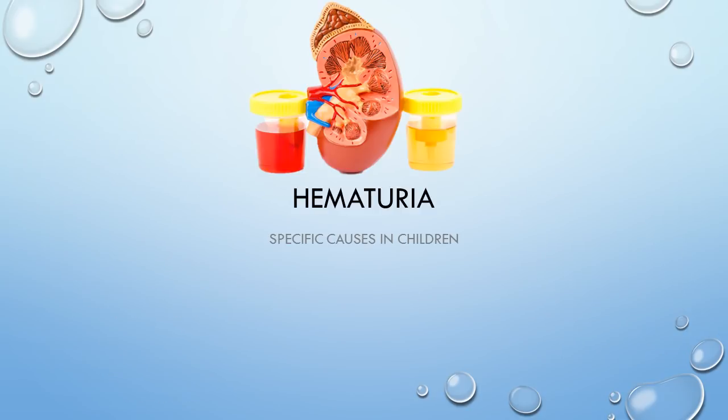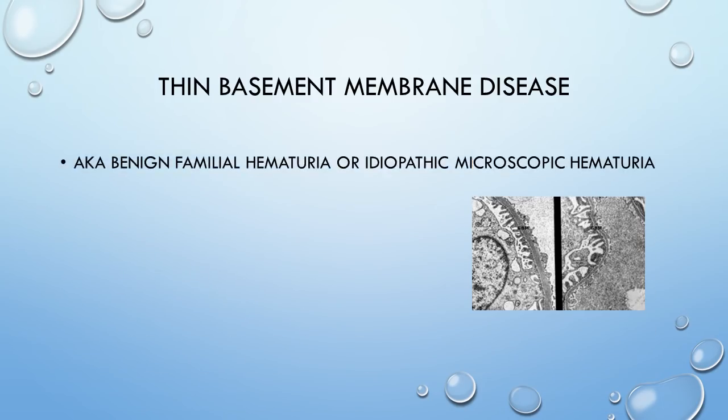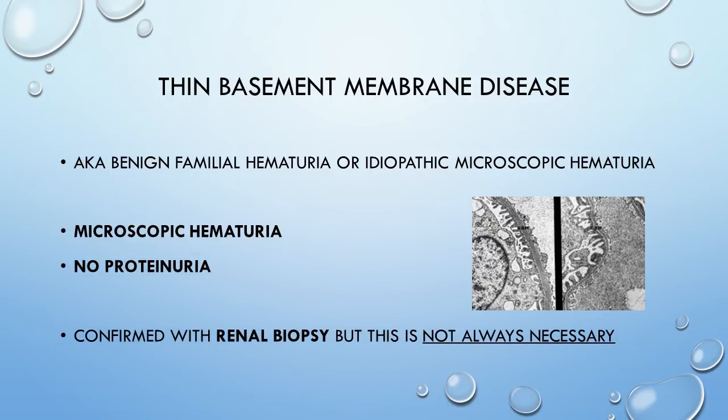We'll go through some specific causes of hematuria in kids, starting with thin basement membrane disease. This is also known as benign familial hematuria or idiopathic microscopic hematuria. So this has microscopic hematuria, meaning the patient doesn't see it themselves. There is no proteinuria. It's confirmed with a renal biopsy, but this isn't always necessary, right? We know that if a patient has microscopic hematuria and no other signs or symptoms, we're just going to keep monitoring them every 3 to 6 months. So that is the most common way that we handle thin basement membrane disease.